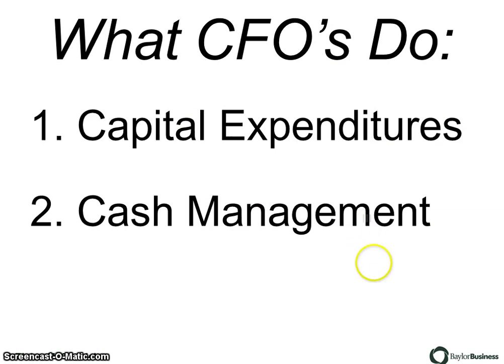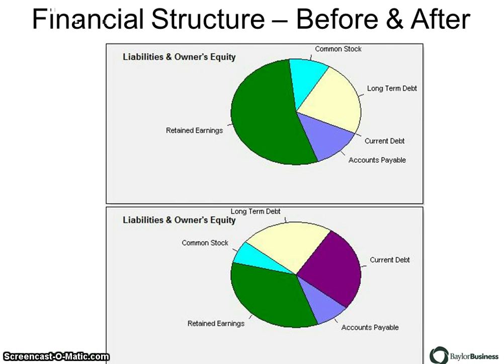CFOs do two things, and if you're going to be a financial ninja, you've got to do two things really well in Foundation. You do other things, but one, you have to handle capital expenditures, and we'll talk about what capital expenditures are. And two, you're going to have to handle the cash management for the firm. CFOs do this all the time, and it's a learnable skill. So let's see what we can learn in our decision sheets.